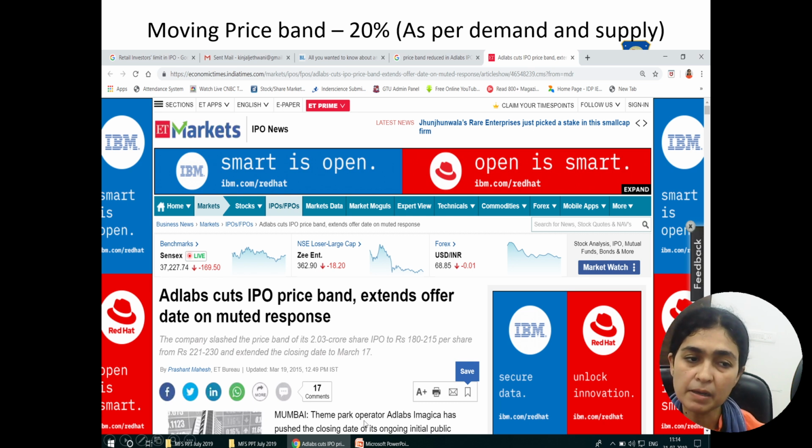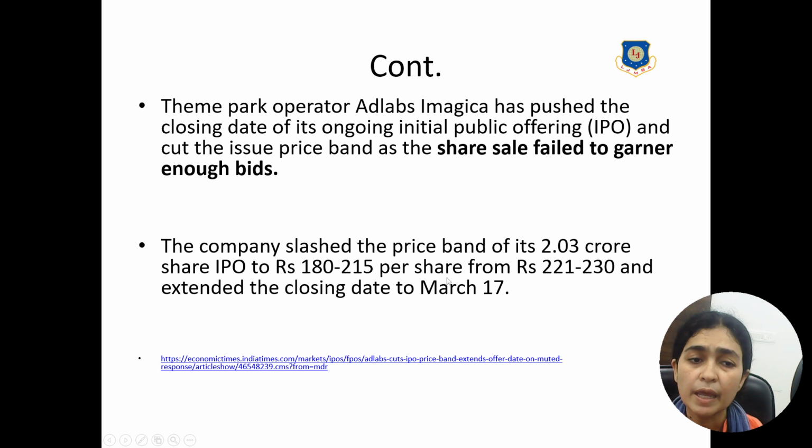This is an older example in which there's a company called Edlabs, a company headed by the Anil Ambani Group. This company came up with an IPO and unfortunately they were not able to garner the investors' interest, and because of that the company used this concept called moving price band, and reduced its price from 221 to 230 to 180 to 215. So that is an option available when you are coming up with an IPO.